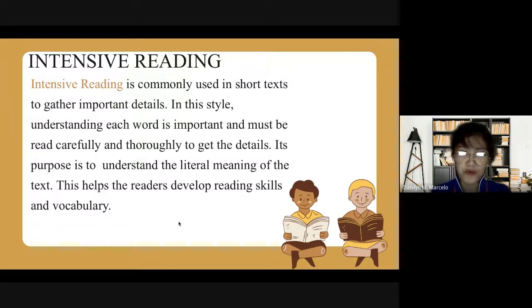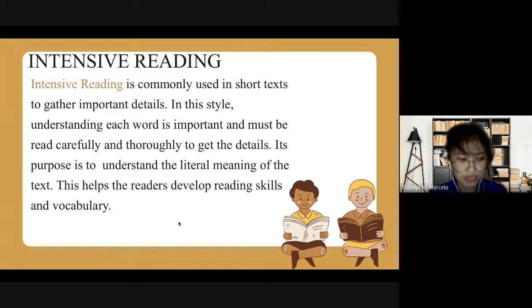Thank you. So when we say intensive reading, learners read with full concentration and focus, complete focus. In this reading style, every word matters and must be read carefully and thoroughly to get the details, because it might affect the interpretation of the text. Intensive reading involves learners reading in detail with specific learning aims and tasks. Especially, it helps the readers develop reading skills and vocabulary.